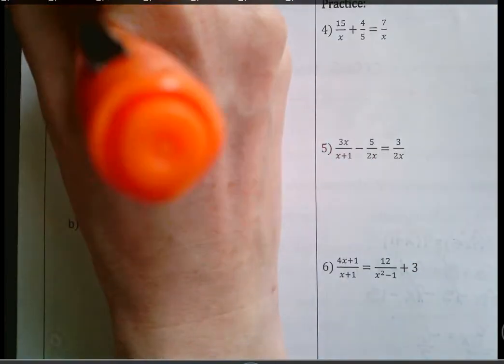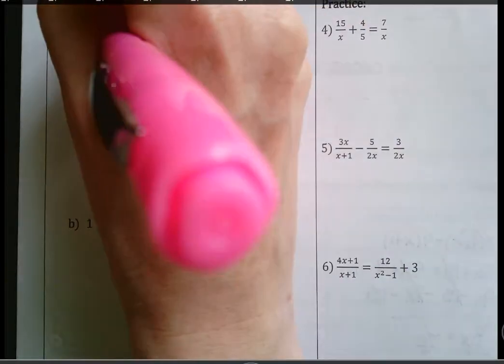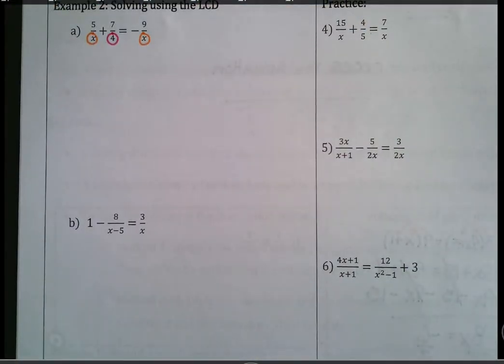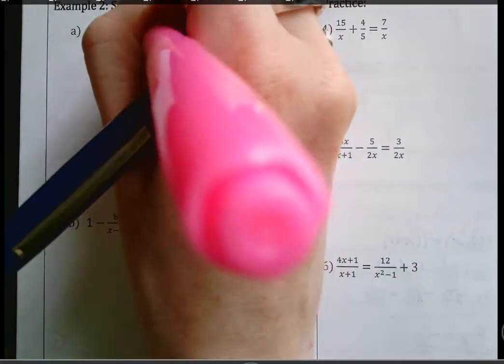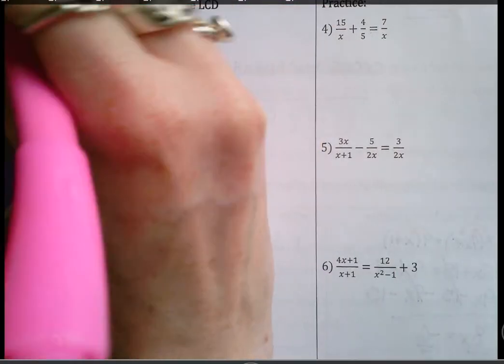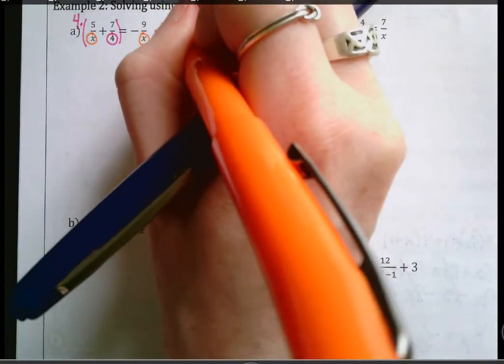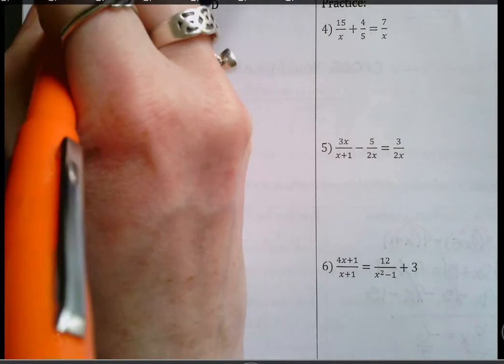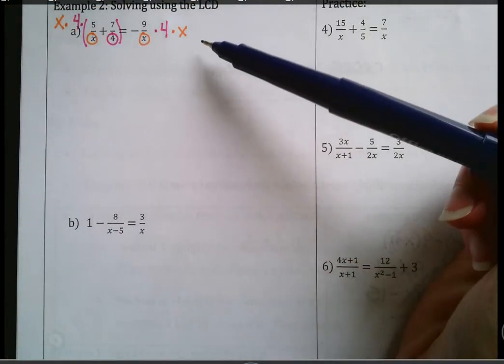So what I'm noticing is this x that is on both sides, and then there's a 4 here. So what I'm going to do, in order to get rid of that 4, I need to multiply both sides by 4. And then to get rid of that x, I also need to multiply both sides by x, because my lowest common denominator is 4x.